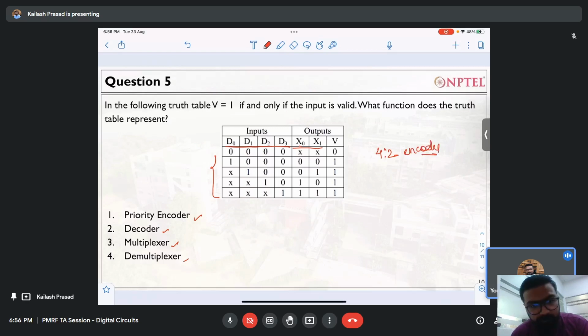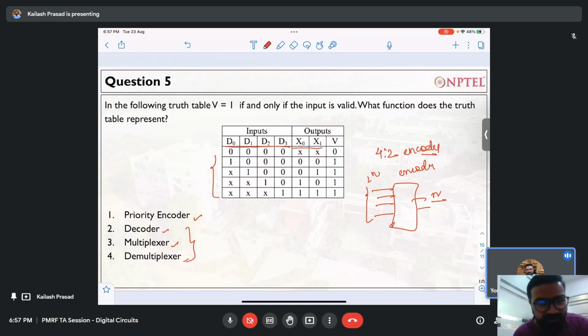Right? Because I have four inputs, two outputs. So everybody knows that, okay, this is 4. Now the thing here is it is an encoder, we know, right? Because it is encoding something, it is taking 2 to the power n inputs and giving me n outputs. Okay, so this is an encoder. So three options are already removed. Okay, so the only option that will remain is priority encoder.